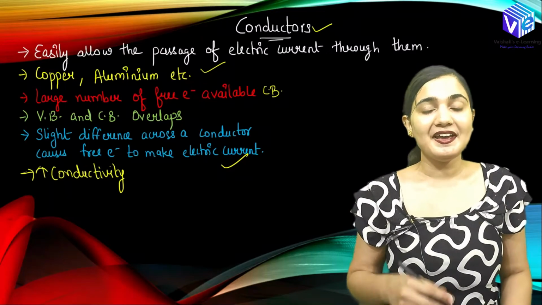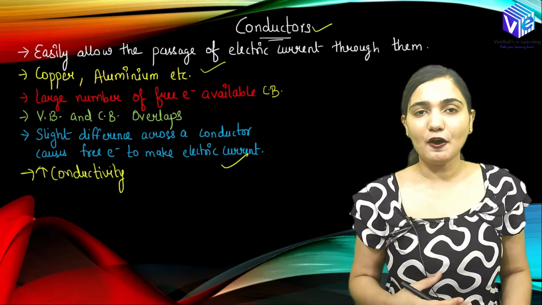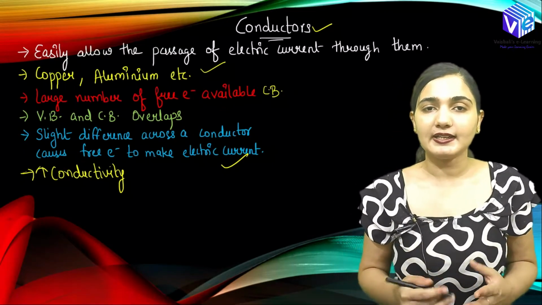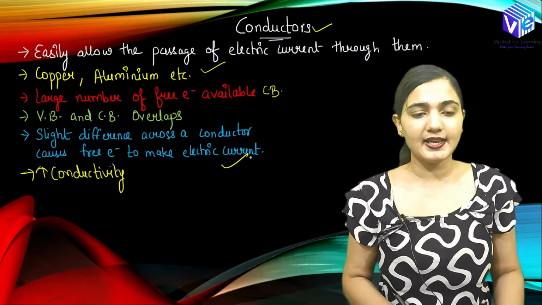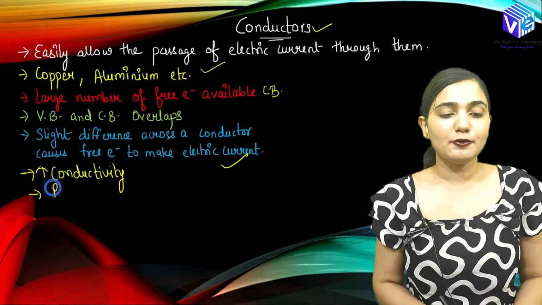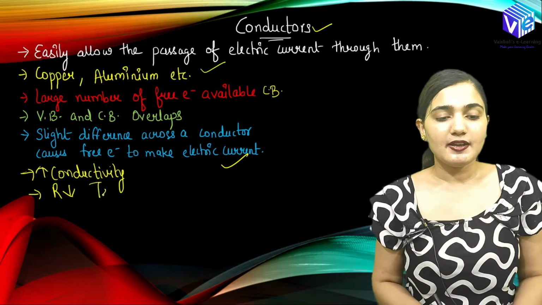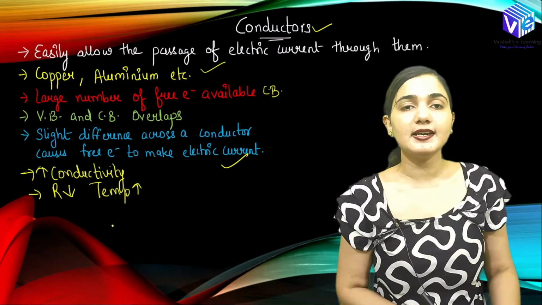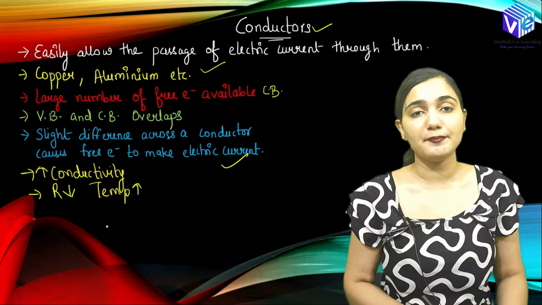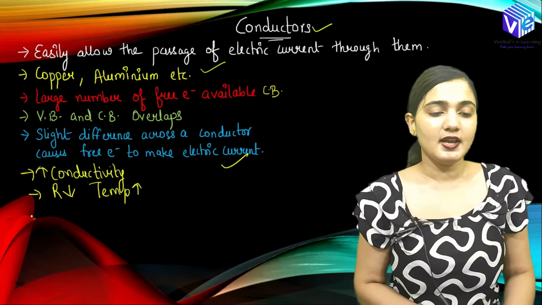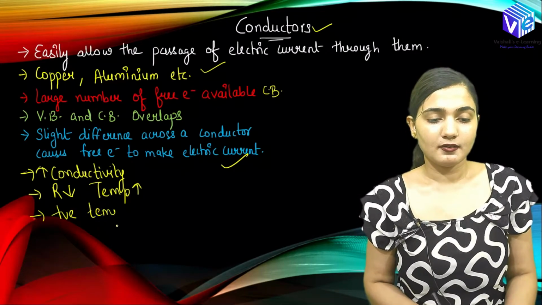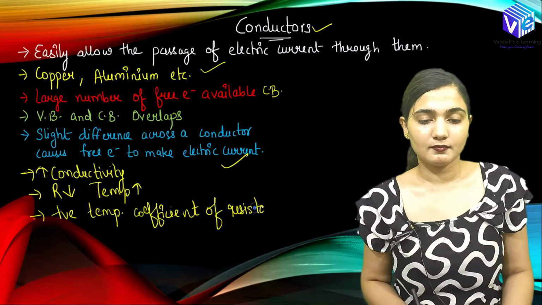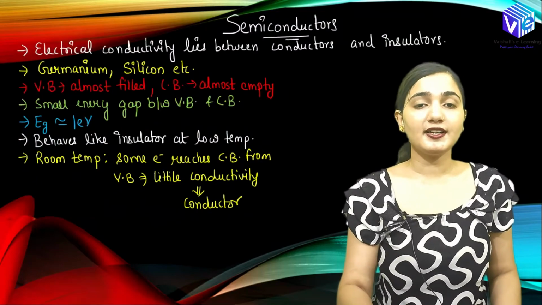So we don't require a very high amount of potential difference for the flow of electric current. Only a slight difference can make the electric current pass through it. And what about resistance? Resistance will increase if temperature increases. So resistance and temperature are directly related, and here we will have a positive temperature coefficient of resistance, right? So I hope you understood the conductors really well.